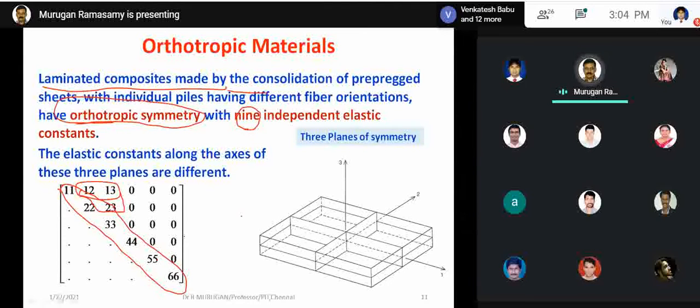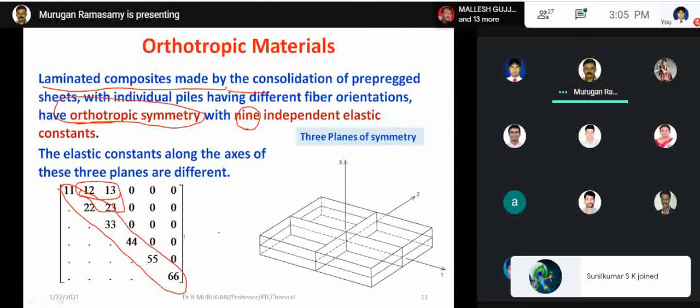If you want to solve any composite problem, for example for research purposes, where we want to do some simple analysis for any study, it may be a structural analysis, modal analysis or thermal analysis. In that case, we try to use the elastic constants. In the case of a laminated composite, at minimum we need 9 elastic constants. So how do we evaluate these 9 elastic constants? That is what we are going to see now.